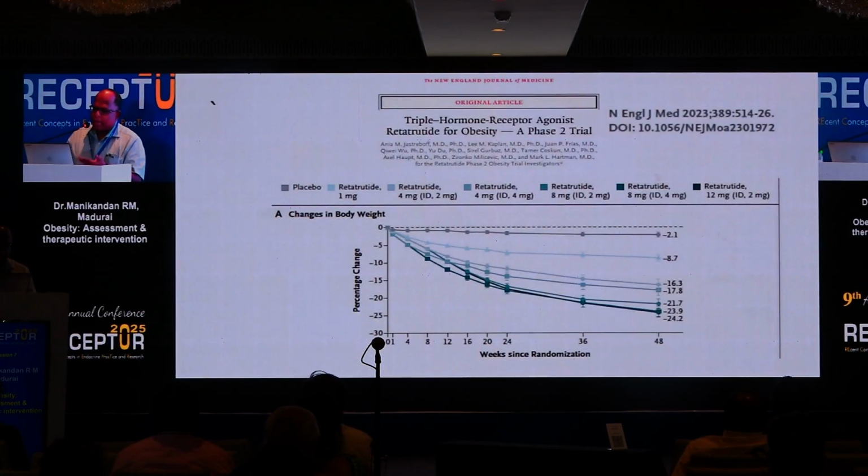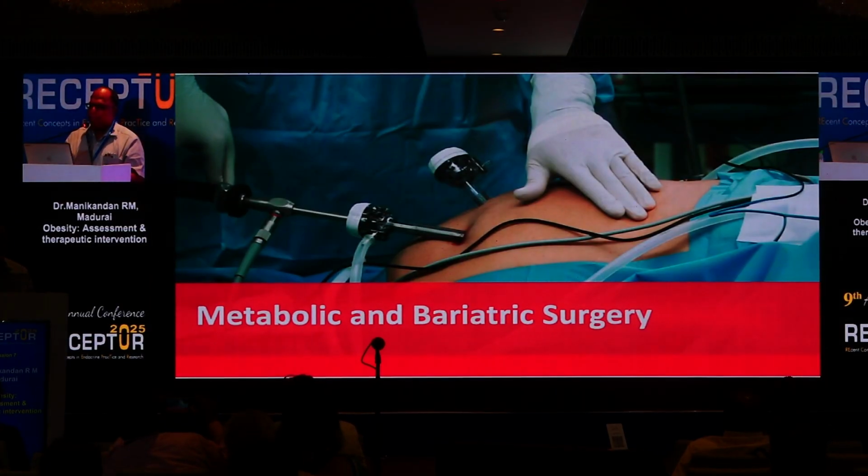Similarly, retatrutide, which is a triple hormone agonist, has shown up to 24.2% weight loss at 48 weeks, and the curve is still dropping. So we don't know how much weight loss they might achieve with this. This is a phase 2 trial, and they're going through phase 3 trials.